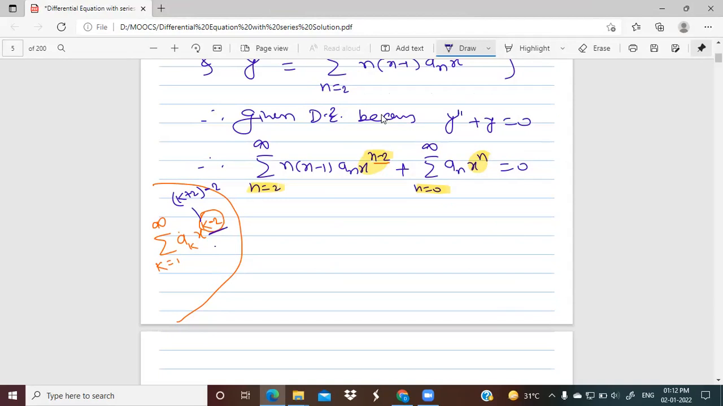Then yes, this total power becomes k only, because we need the n power here. Therefore, I will replace k by k plus 2, so x raised to power k plus 2 minus 2. And here, this is k plus 2 is equal to 2. From this, I will take the 2 to this side, so k is equal to 0. Sorry, this is minus 1.